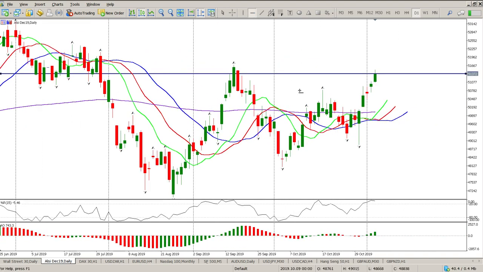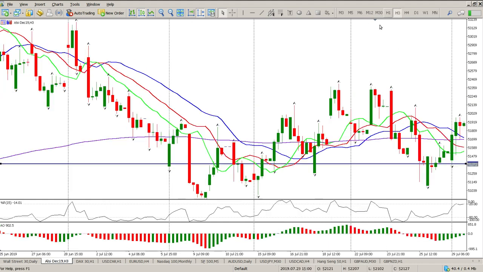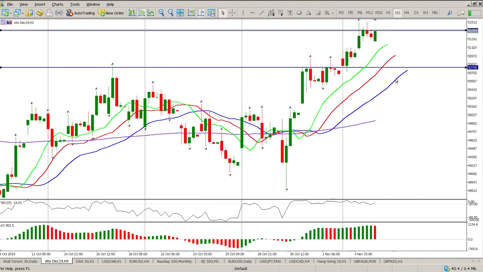This breakout here, so this cup and handle breakout here, is something I would like to see tested. Okay, and oscillators are warning me that that is what we need to be watching out for. So if we just move down to the 3 hour, ignore this last bar, that's nonsense data again.